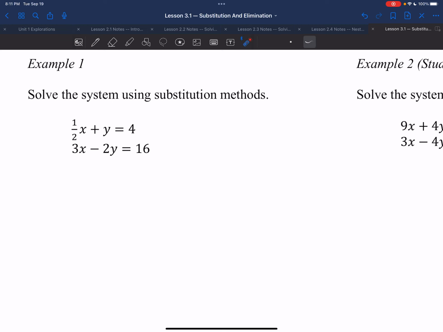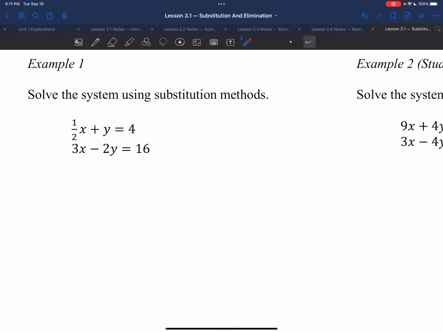So the only thing you've got to do with systems is figure out what you want to isolate. And you have a choice here. In fact, you have 4 choices. I can work with the first equation, or I could work with the second equation. And in both equations, I have 2 variables, x or y. So pick an equation and pick a variable. It does not matter which. You have total freedom here.